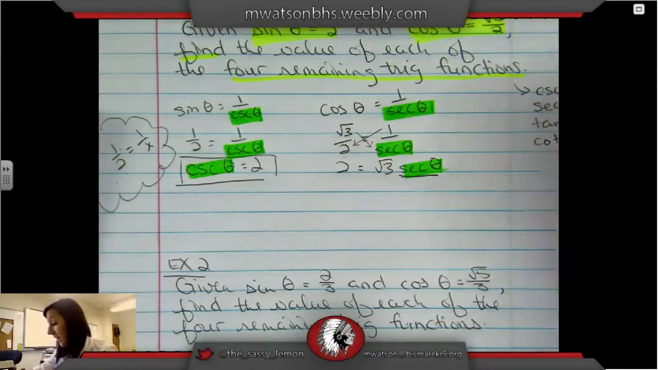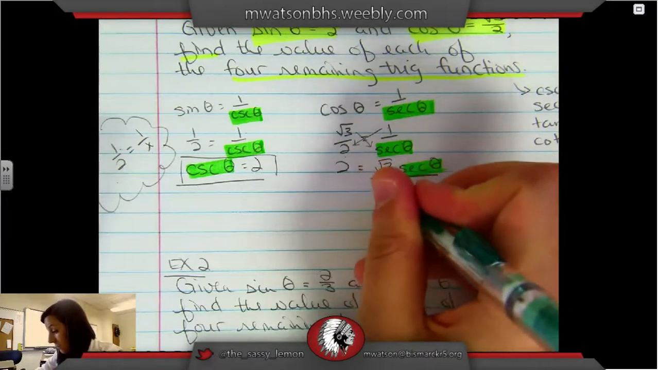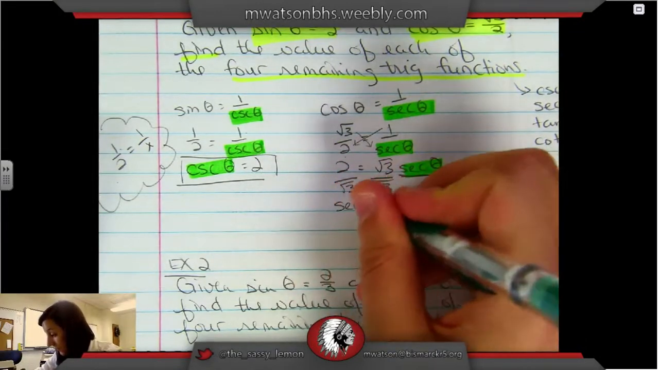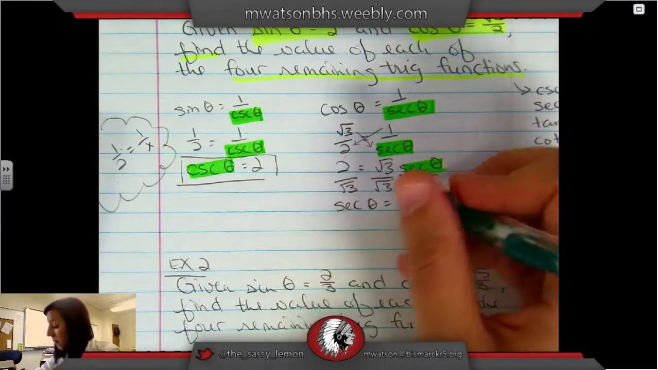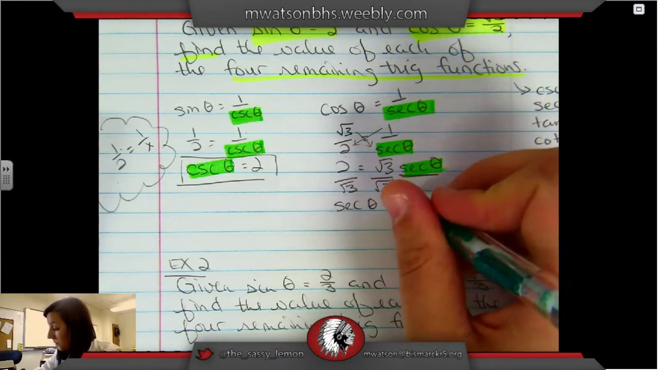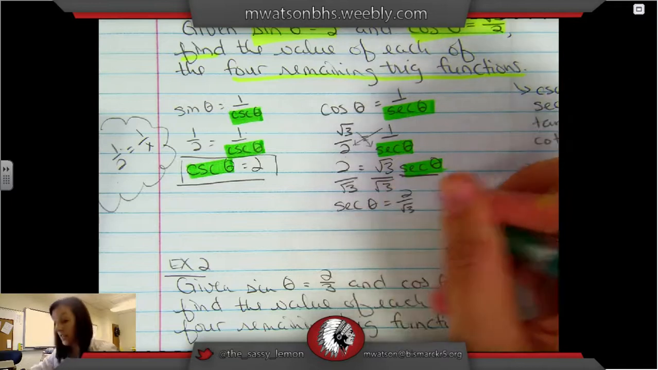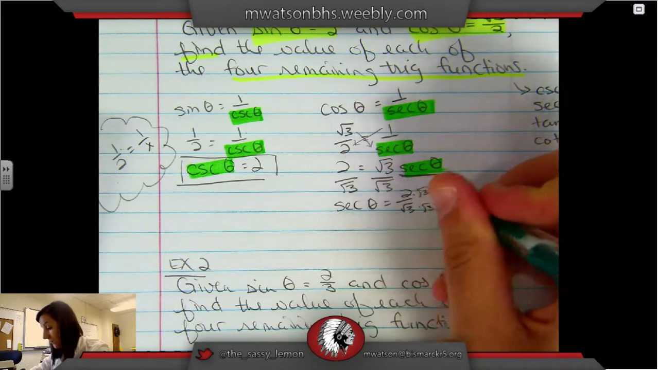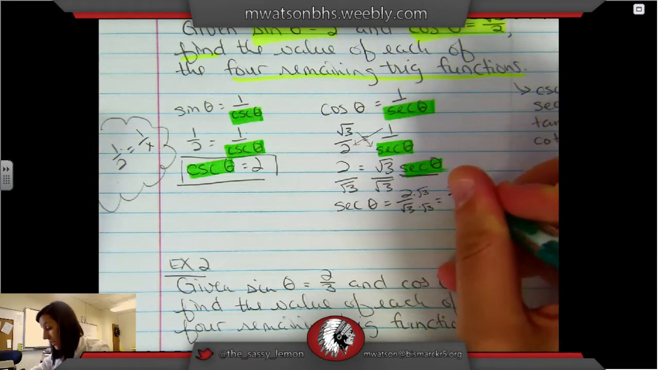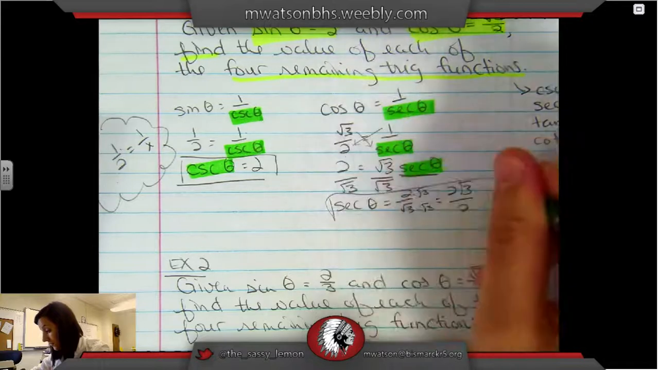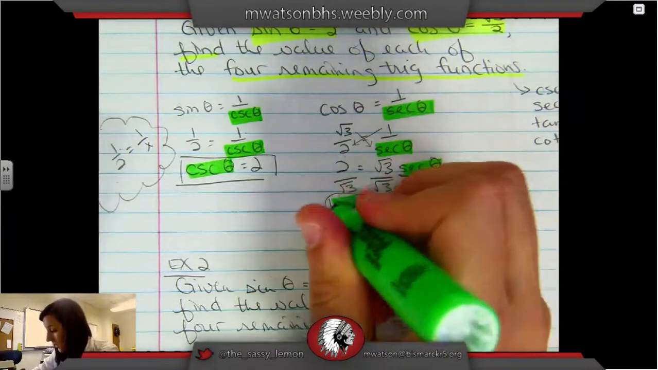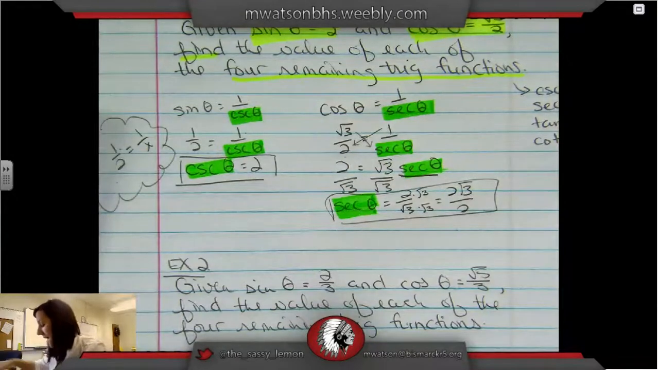So now that I've highlighted it, we can clearly see we need to divide by the square root of 3. And so secant of theta equals 2 over the square root of 3. Now we need to rationalize, so we're going to multiply by the square root of 3 on top and bottom. And we're going to get 2 square roots of 3/2. I'm running a little low on room here.